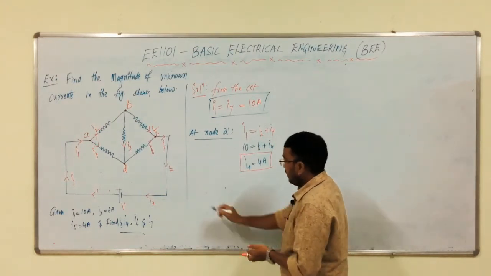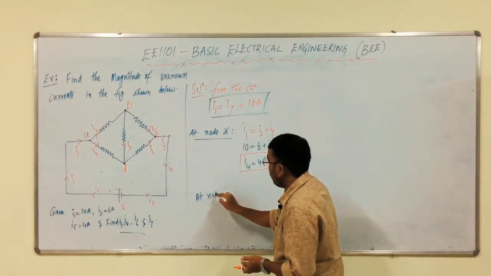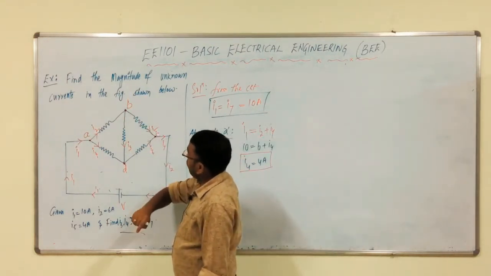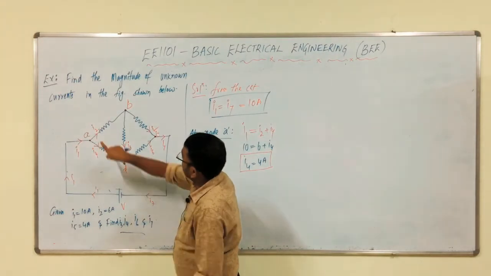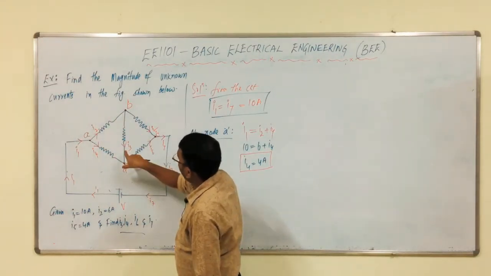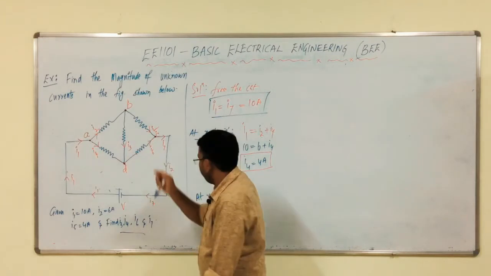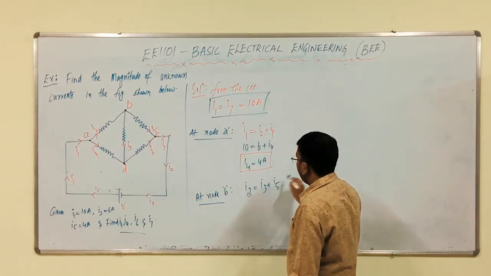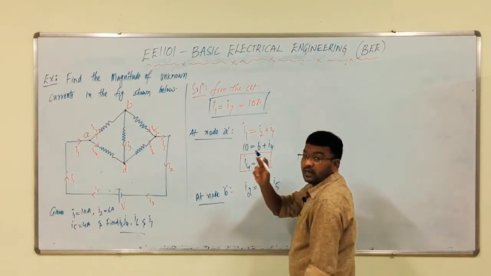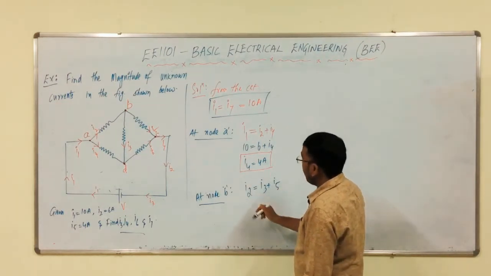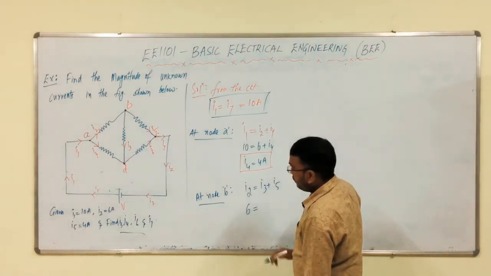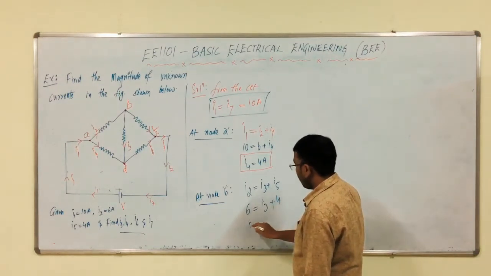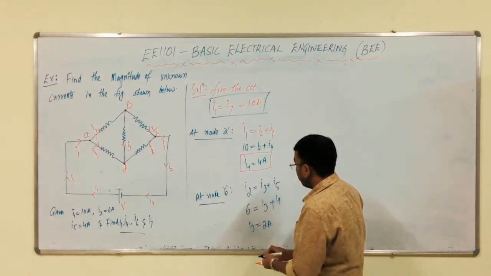Clear? Next, at node B. At node B, what are the incoming currents? What are the outgoing currents? I2 is incoming, I3 and I5 are outgoing. I2 equals I3 plus I5. You have to observe what are the incoming currents and what are the outgoing currents. Given I2 is 6, I3 we do not know, and I5 is given as 4 amps. From this, I3 equals 2 amps.